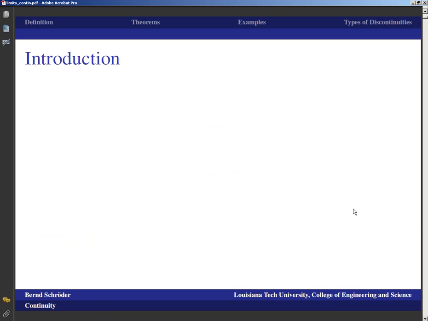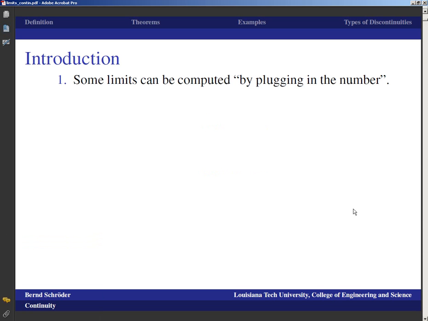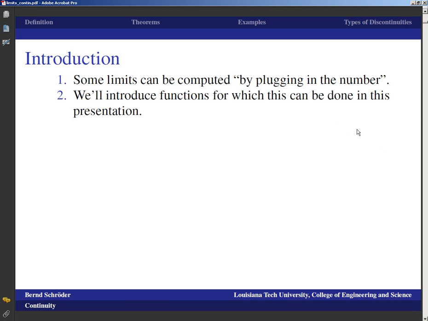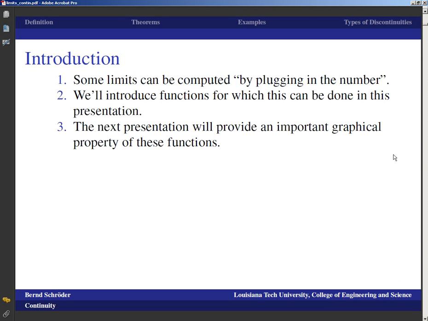What's continuity? Well, let's see. Some limits can be computed by plugging in the number. And if you're looking at what we have done in our limit computations so far, the goal typically was to cancel that 0 in the denominator so that we could compute the limit by plugging in the number. In this presentation, we'll introduce the functions for which this can be done. And in the next presentation, as I mentioned, we'll talk about some graphical properties, in particular the intermediate value theorem, which is a very important graphical property of these functions.